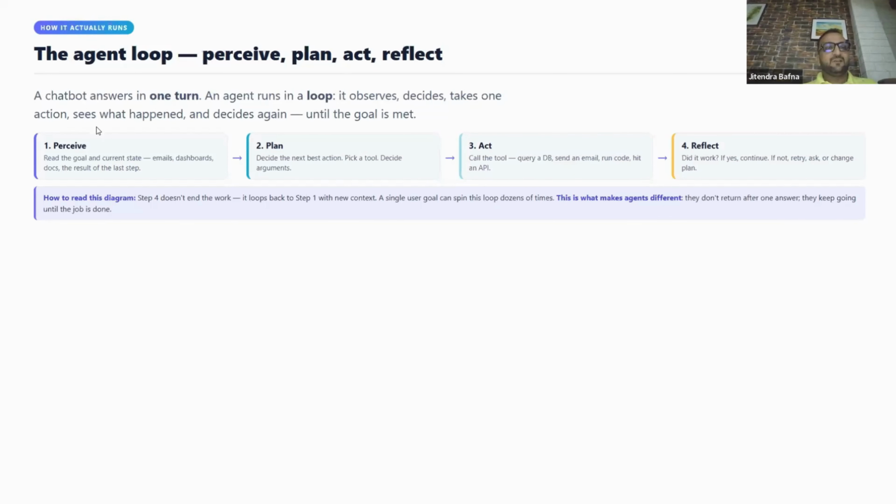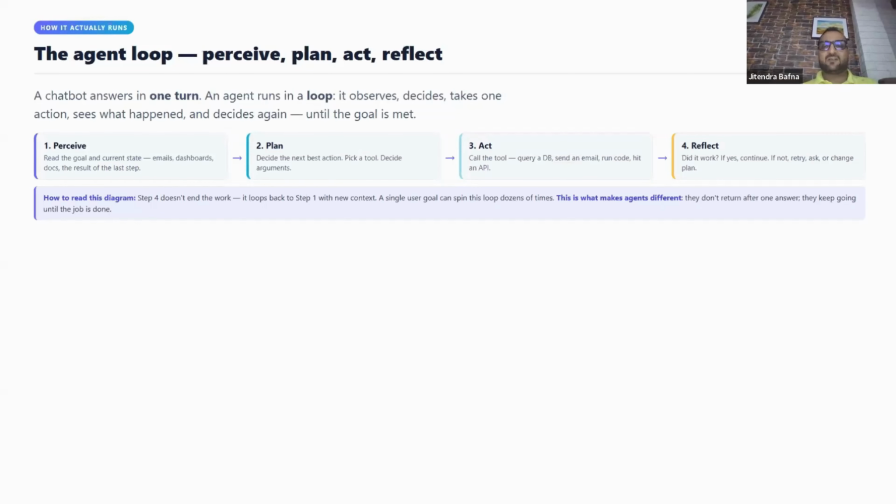The first step is perceive. First it reads the goal and the current state, like your email, a document, or your prompt, anything. Then it will plan what my next action will be and what tools I need to call. Whether I need to call an API, a database, MCP, another agent, or any other system. Or whether I need to call ServiceNow for creating a ticket, or Salesforce for creating a ticket. Depending on the goal you give, it will plan it.